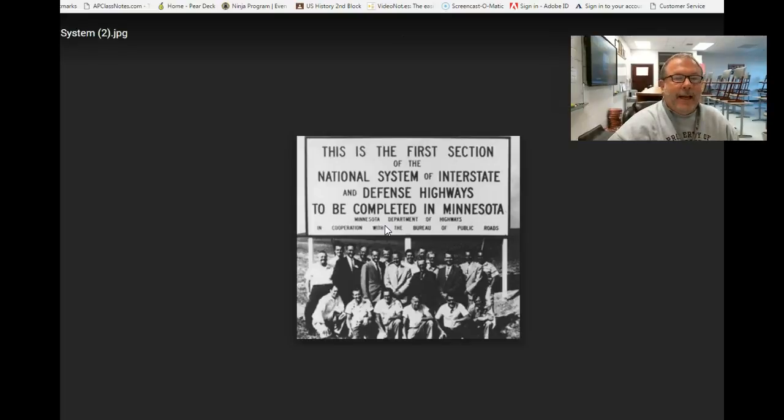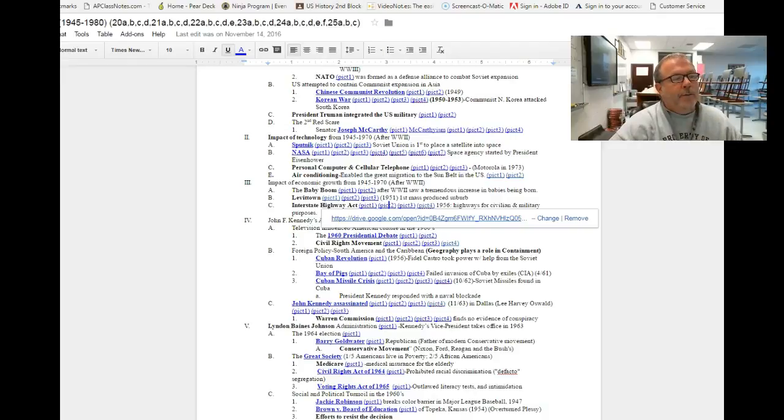The Interstate Highway Act connects states to states. It was built for 2 reasons. One, for transportation purposes, but as you can see from this sign here, they were also for defense purposes.